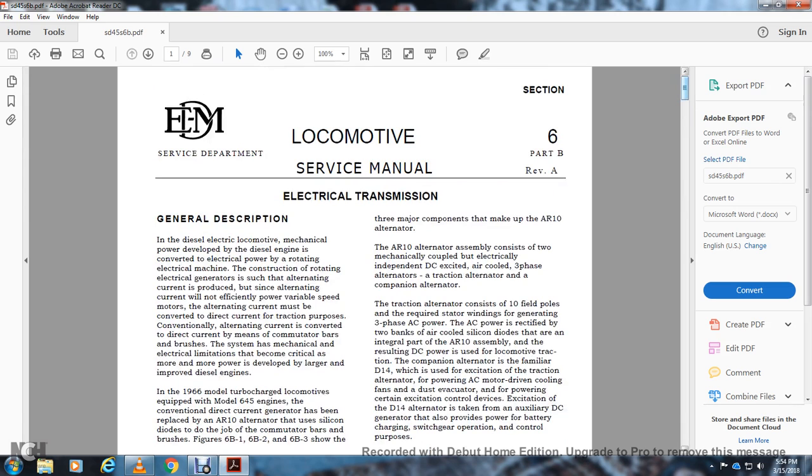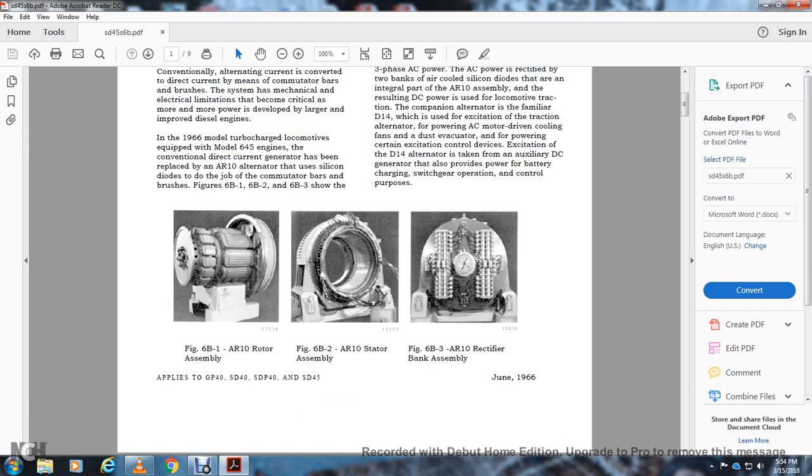Once again, this was the Electro-Motive Service Manual Part 6B, Section Electro-Motive Division. This applies to the GP40, 7040, 70P40, and 7045.